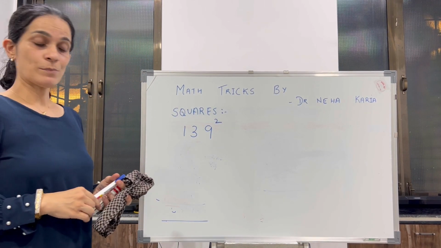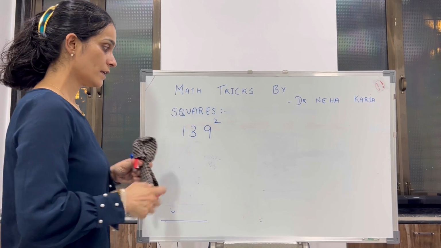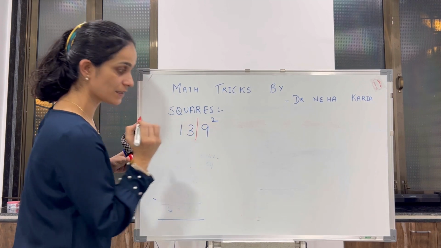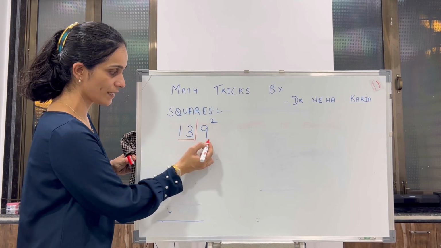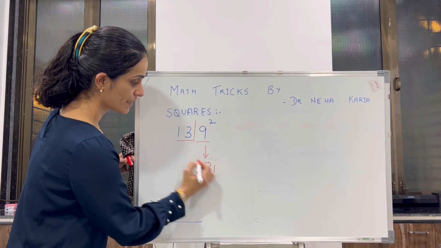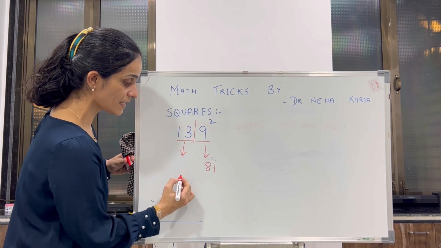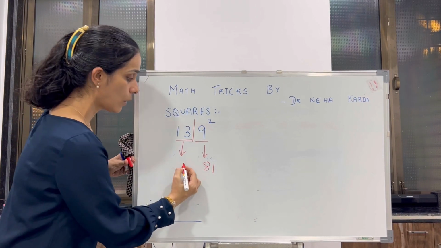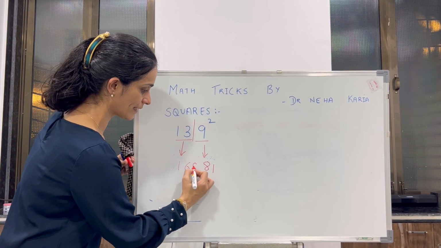Now we break the number in two parts. Okay? So how? I cannot draw three lines. I have to just break it, units and the remaining. So first step, 9 square, 81. Second step is 13 square. Now 13 square you can always find with your previous trick, or 13 square is 169.